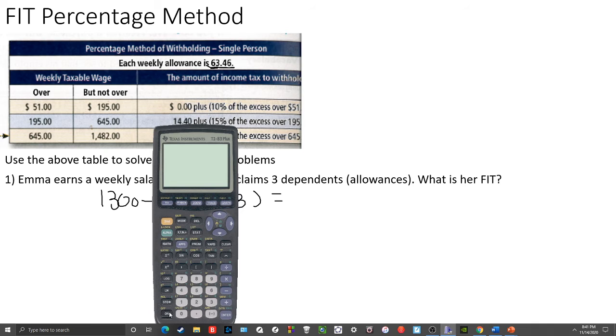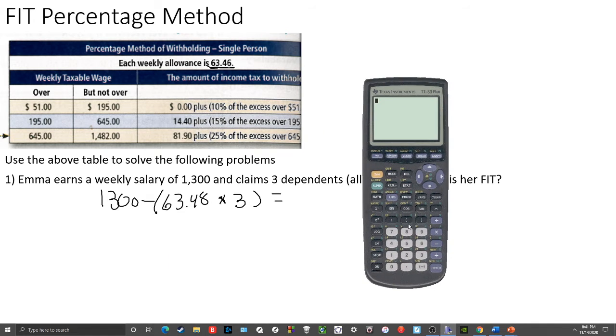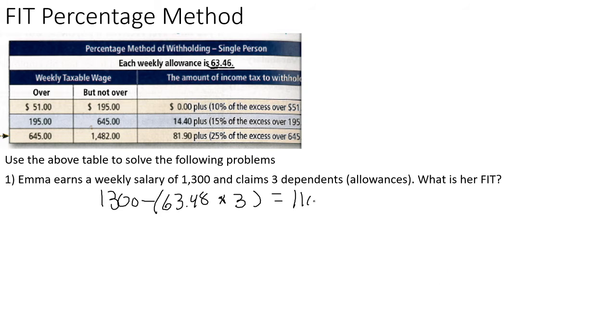We have 1,300 minus 63.46 times 3, and that gives us 1109.56. So this is what we call her taxable income. This is what's actually going to get taxed.